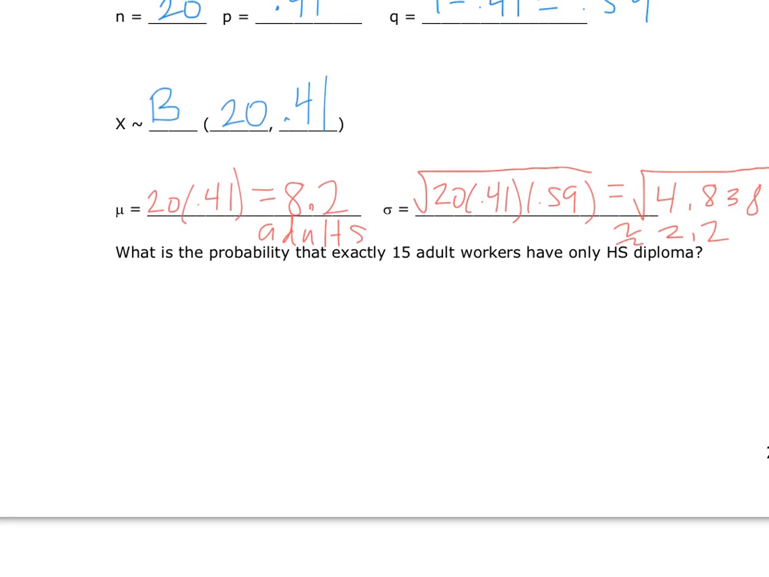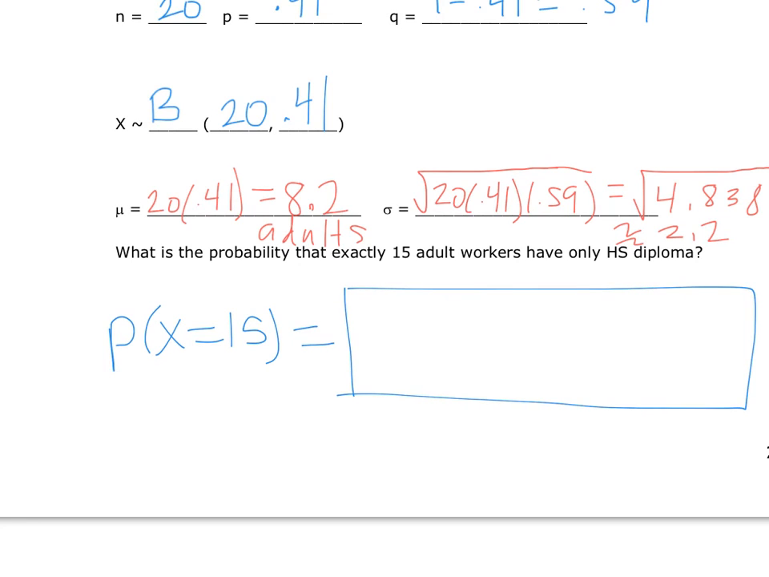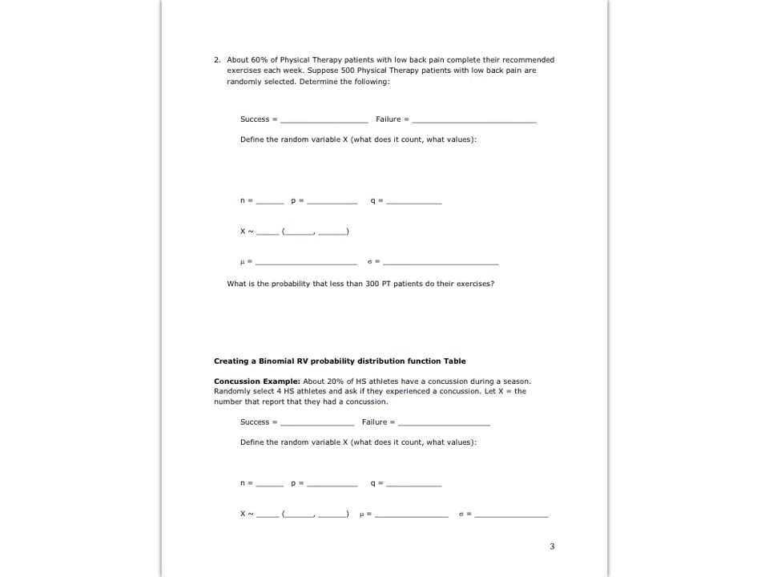Now, here's the kind of question that we're going to want to answer. Probability that exactly 15 adult workers have only a high school diploma. So we are looking for the probability that X is equal to 15. Okay, we do not know this yet, so this is what we are wanting to figure out. So to do that, we're going to look at another example, and then we're going to go through the process of kind of deriving that formula.